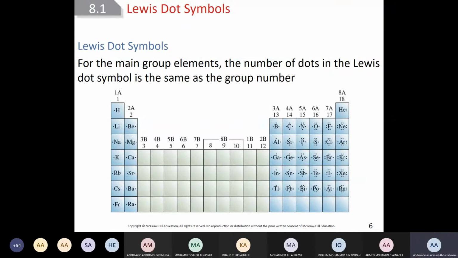Doing this, you will draw this structure. Look at the main group. Why do I say main group? I'm talking about what? Main group elements. What do you mean by main group? S and P group. Can you draw the Lewis structure for S and P group? Yes. For alkali metals, how is it? 1 electron, 1 dot. What's the name of this group?